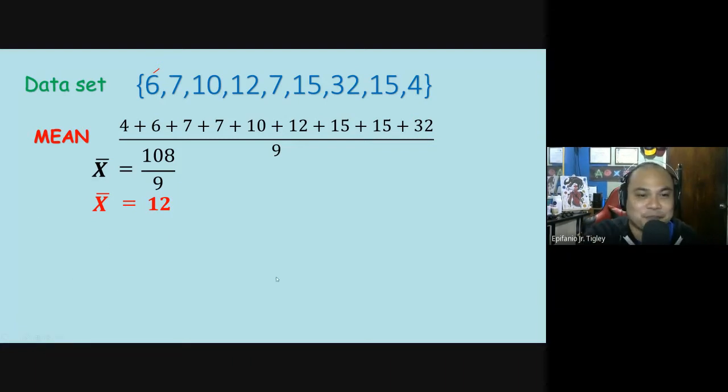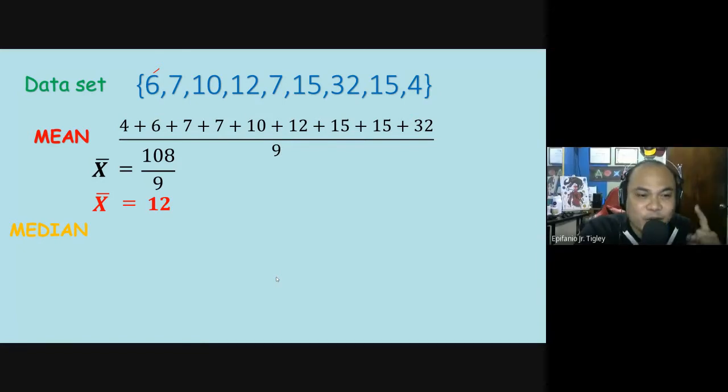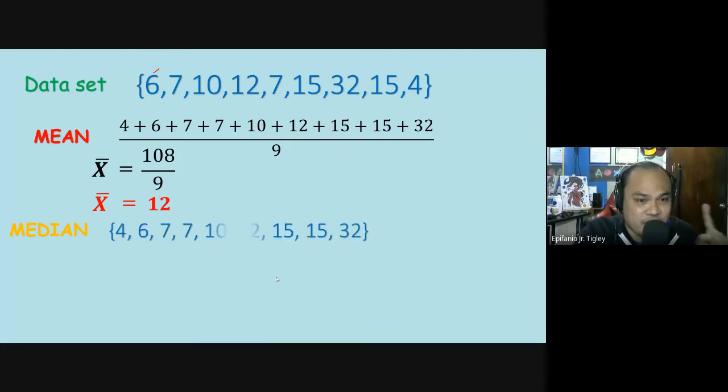Okay, let's continue. What about the median? What do we do when solving for the median? First, arrange. That's what we should remember for the median: arrange the data. Then we pair them up, one from each end: 4 and 32, 6 and 15, 7 and 15, 7 and 12. What is the median?